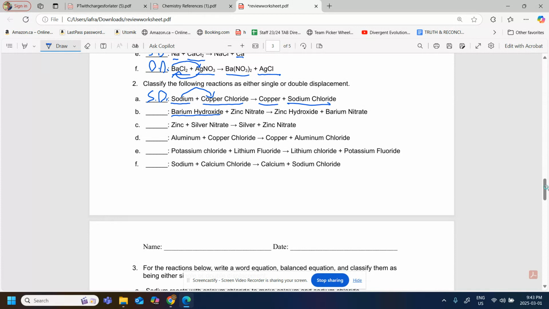Here you have two compounds, barium hydroxide and zinc nitrate. They switch partners. Zinc is with hydroxide now, barium is with nitrate now, so that's a double displacement. Here you have a single element reacting with a compound.